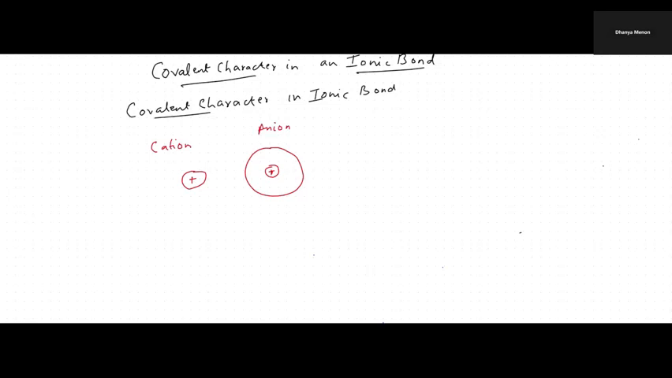Now here there are electrons of the anion.